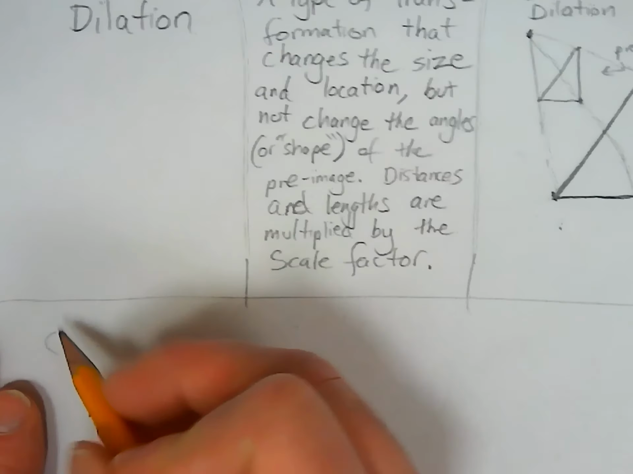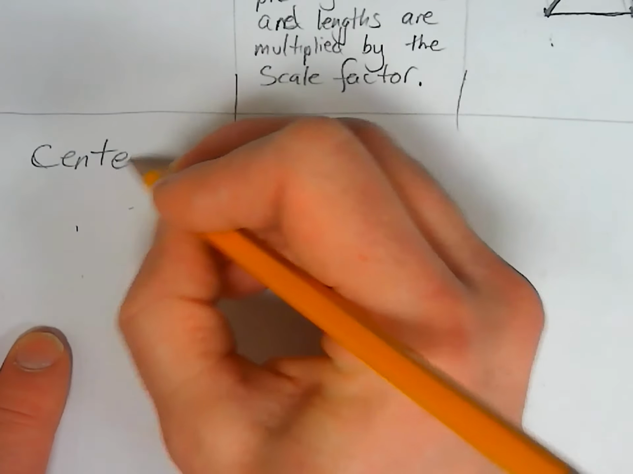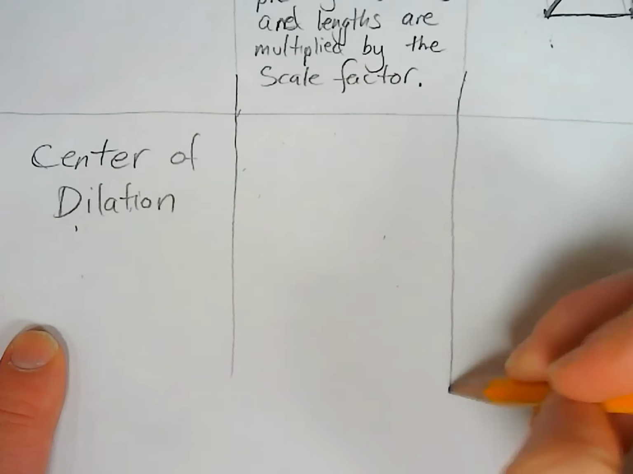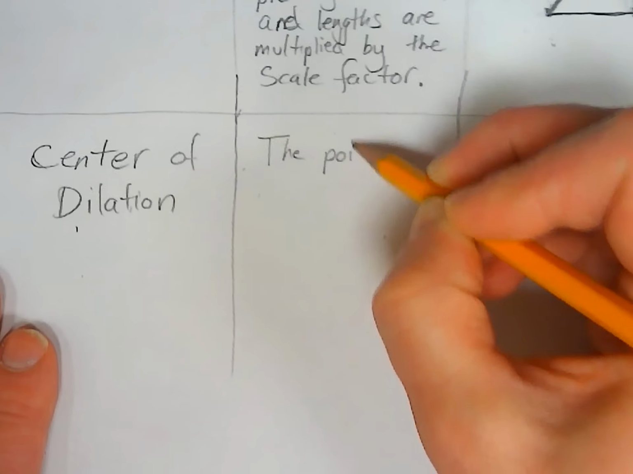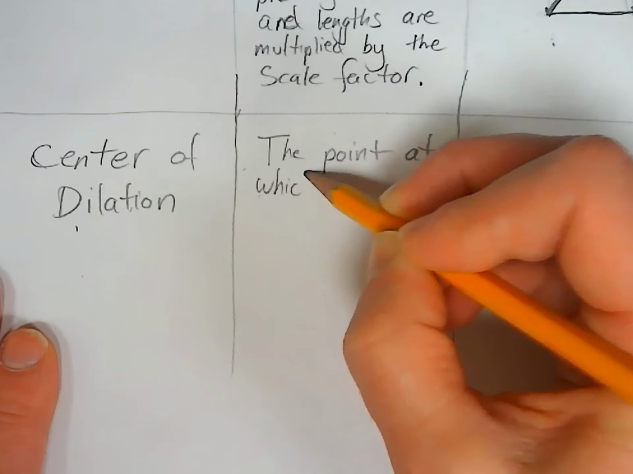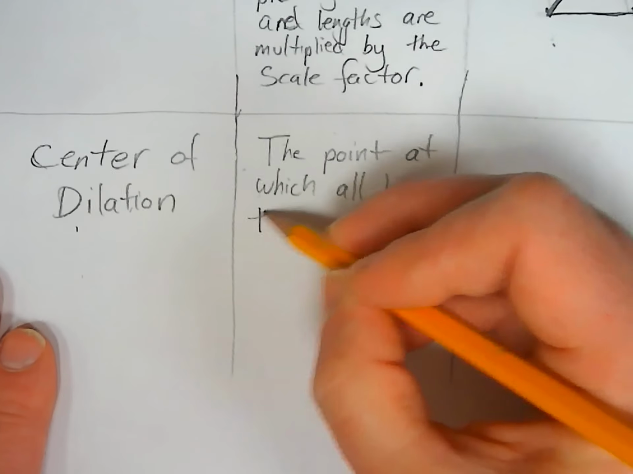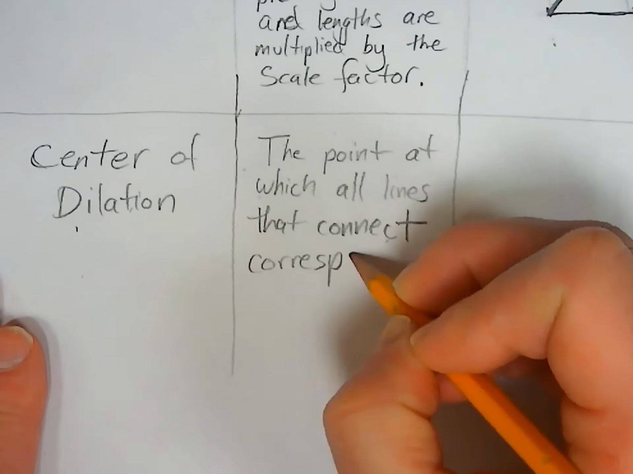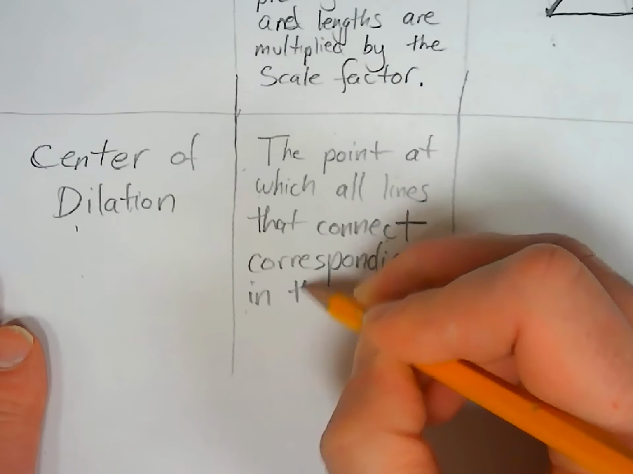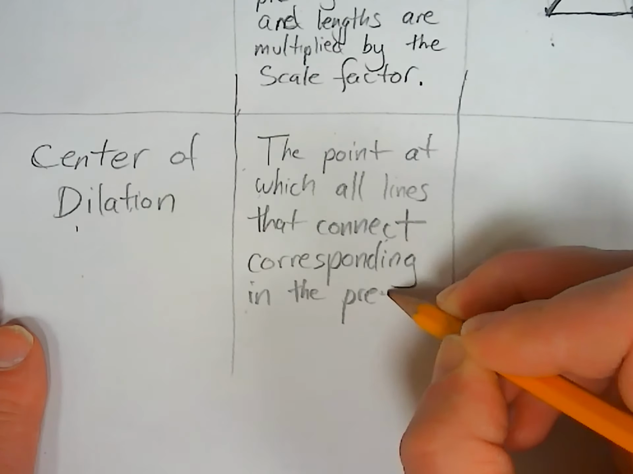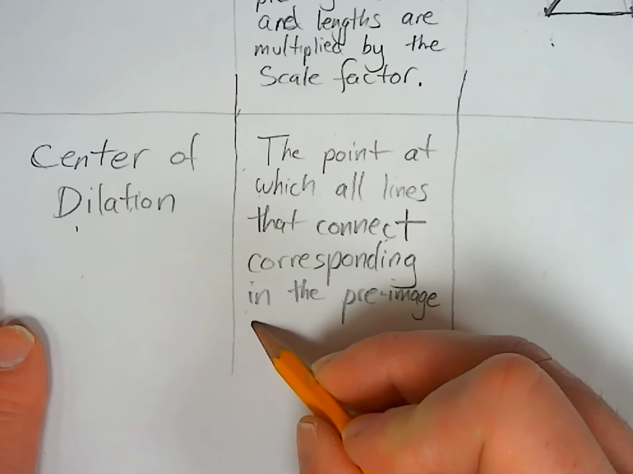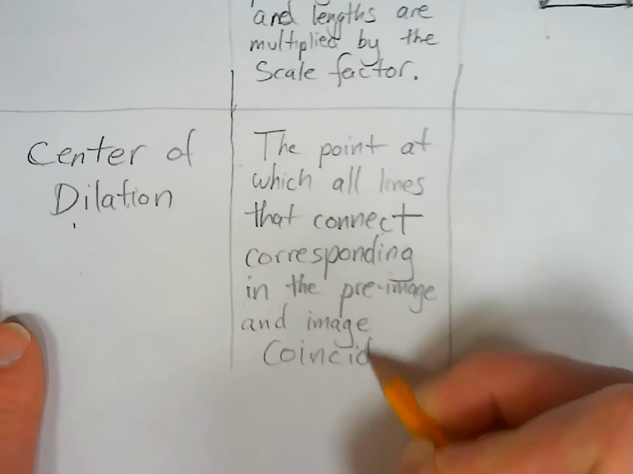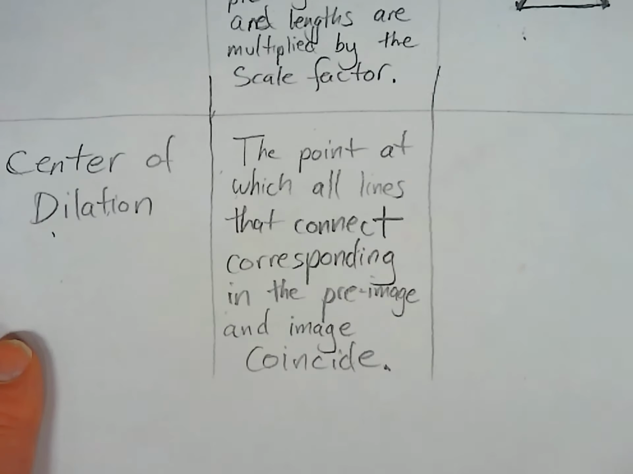Speaking of the center of dilation, the point at which all lines that connect corresponding points in the pre-image and image coincide. Coincide rhymes with collide. That's where they all crash.